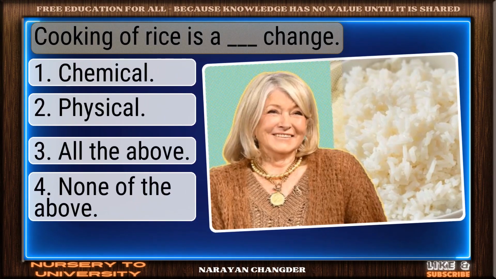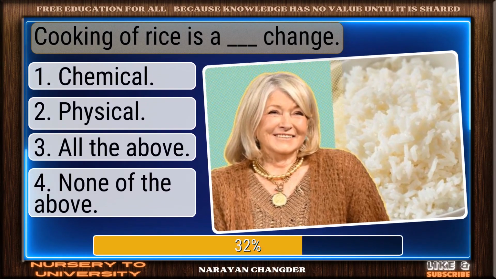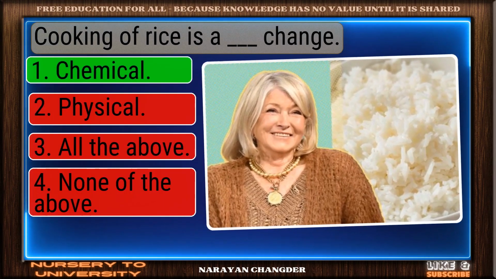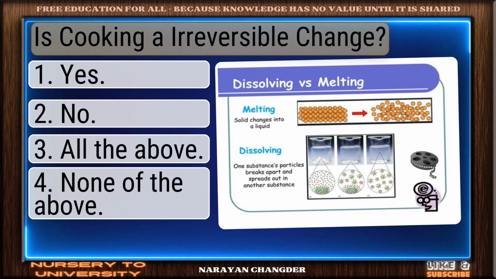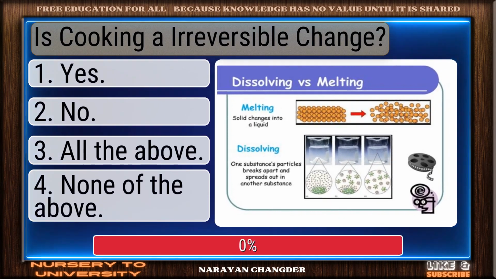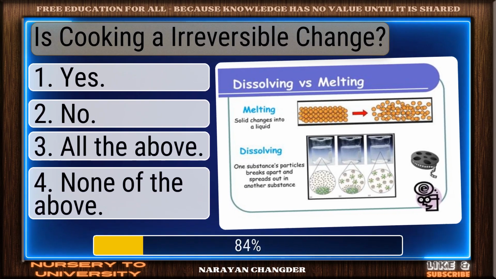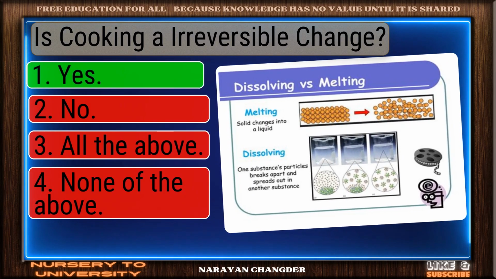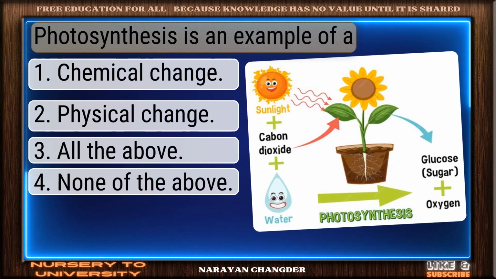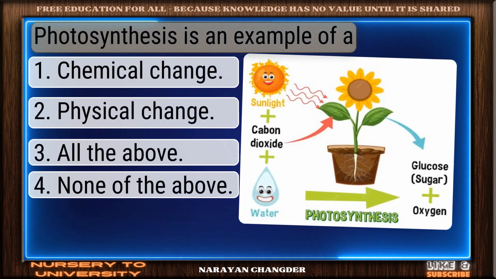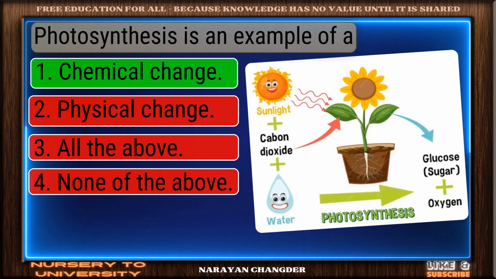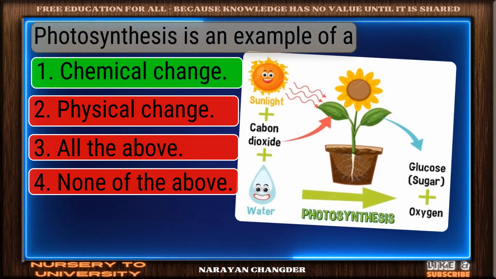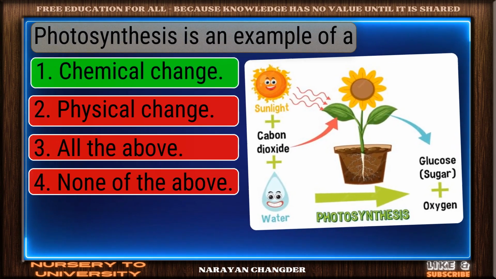Cooking of rice is a dash change. Nice selection. Chemical is the correct and valid answer. Is cooking an irreversible change? Right choice. Yes is the best answer. Photosynthesis is an example of a dash. Sharp thinking. Chemical change is the right choice.